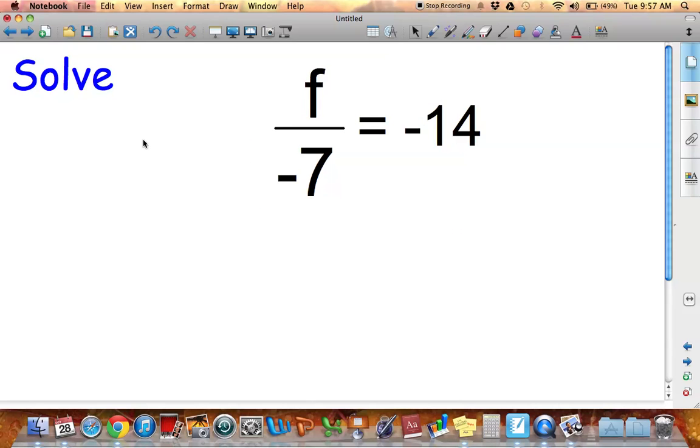I'm asking you to solve f divided by negative 7 equals negative 14. When I ask students to solve this, a lot of them look at it and tell me 2. And I understand why they're thinking that, because negative 14 divided by negative 7 is 2, you're right, but that's not what I'm asking you to do. Remember, we're solving equations, so we're always trying to get that variable all alone.